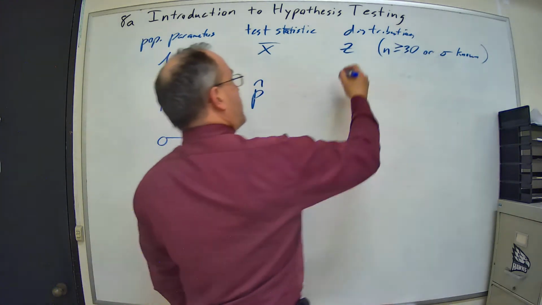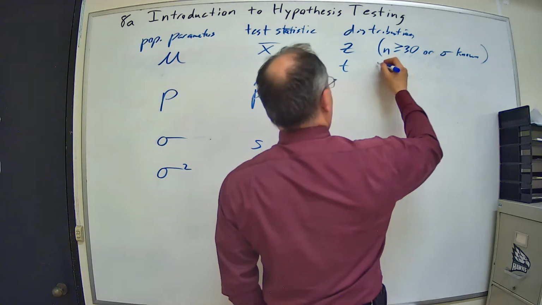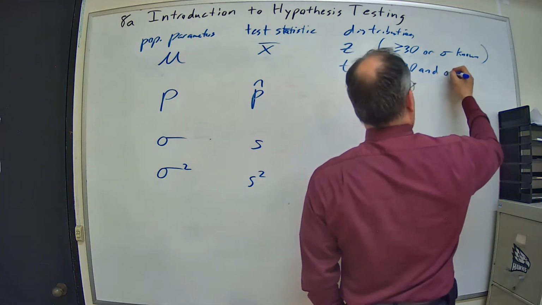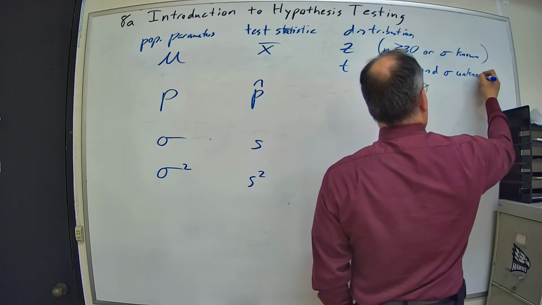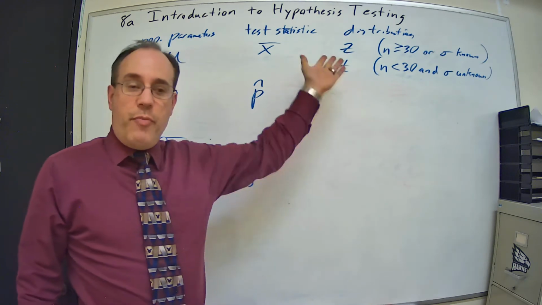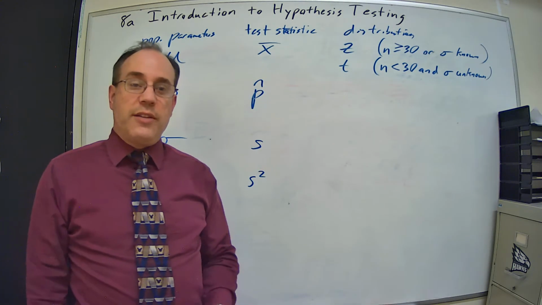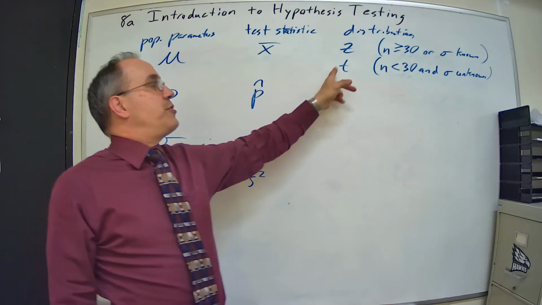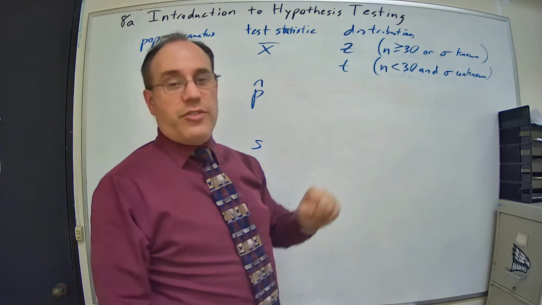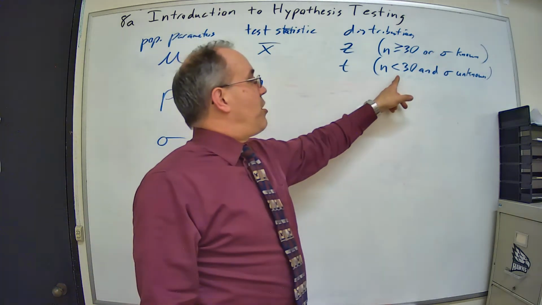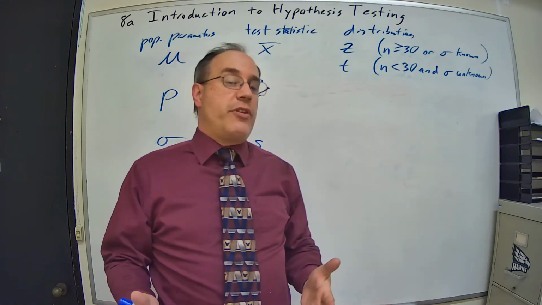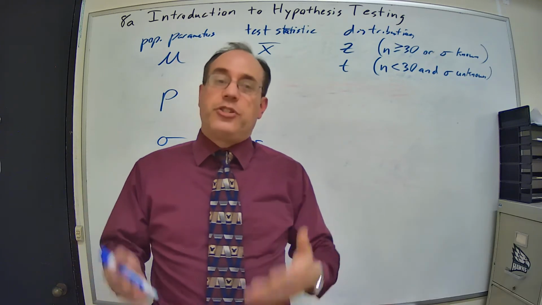and we would use the t-distribution if n is less than 30 and the population standard deviation is unknown. Now you should recognize that as being the exact same method that we used for confidence intervals to determine whether to use a z-distribution or a t-distribution. If we have a large sample or we know the population standard deviation, then we can use the z-distribution. If we don't have a large sample and we don't know the population standard deviation, remember the only way you have the population standard deviation is if it says specifically the population standard deviation is.